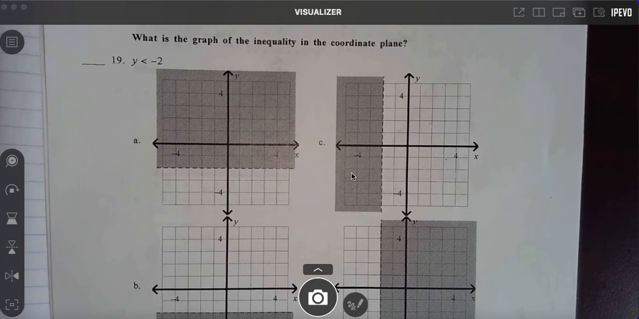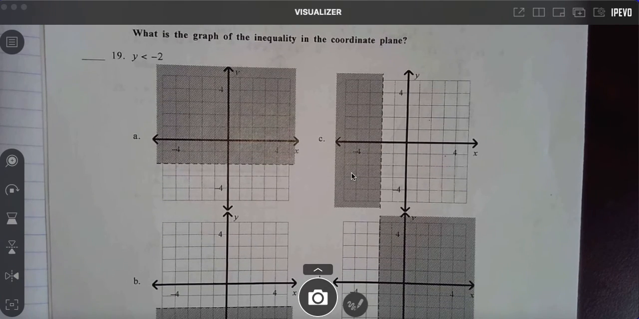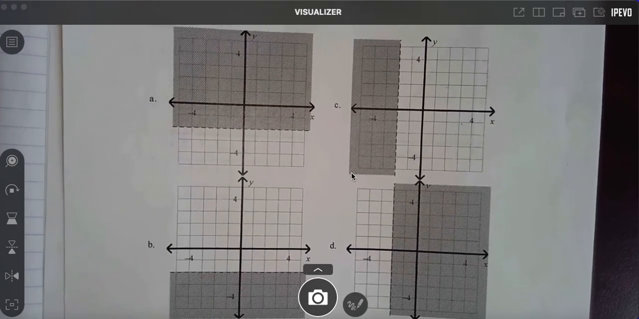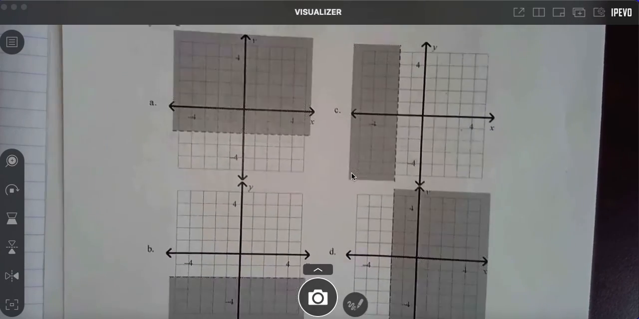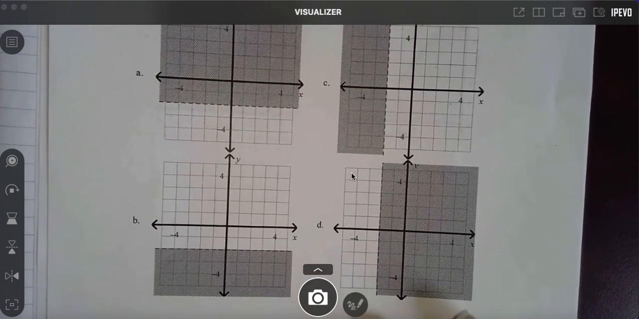Number 19. Pretend it says y equals. Is that a vertical or a horizontal line? Horizontal. Y is like this. So it's not an equal to, but I do know I'm going to go down to negative 2 and have a dotted line. So we've either made it A or B. And do I shade above it or below it? Below it. So it's B.